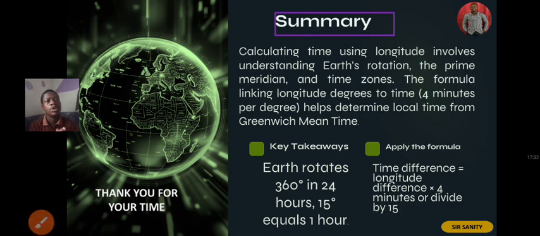Now, the summary of the lesson says that calculating time using longitude involves understanding Earth's rotation. The formula linking degrees to time is 4 minutes for every degree, which helps determine the local time from Greenwich meridian time. Earth rotates 360 degrees in every 24 hours, giving you 15 degrees equal to 1 hour. Time difference is equal to longitude difference times 4 minutes, or divide the longitude difference by 15 degrees.